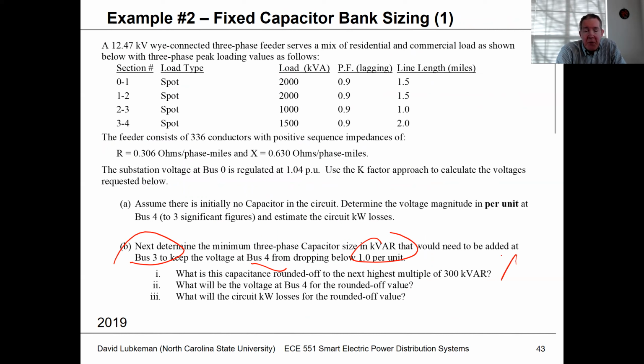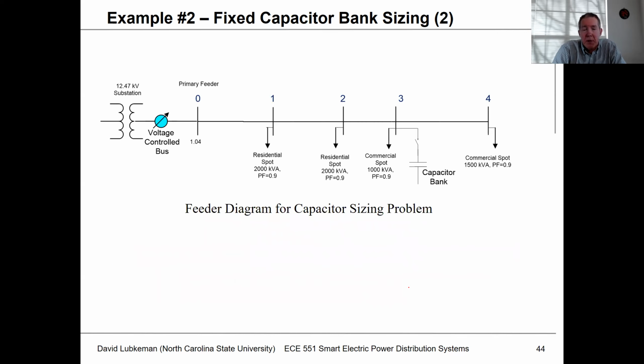And then I want to verify that I've been able to maintain the voltage at bus 4 to my correct value, and I want to know what the new value of losses is going to be. And so here's the circuit in this case. This is the load I'm concerned about for the voltage, but I'm actually adding the capacitor to bus number 3.